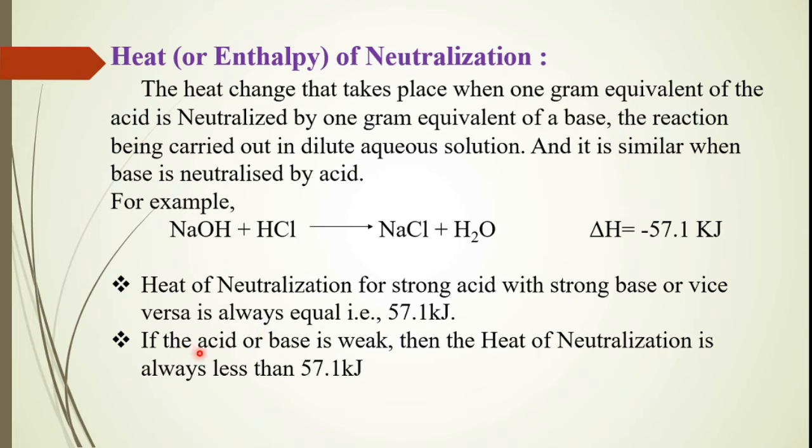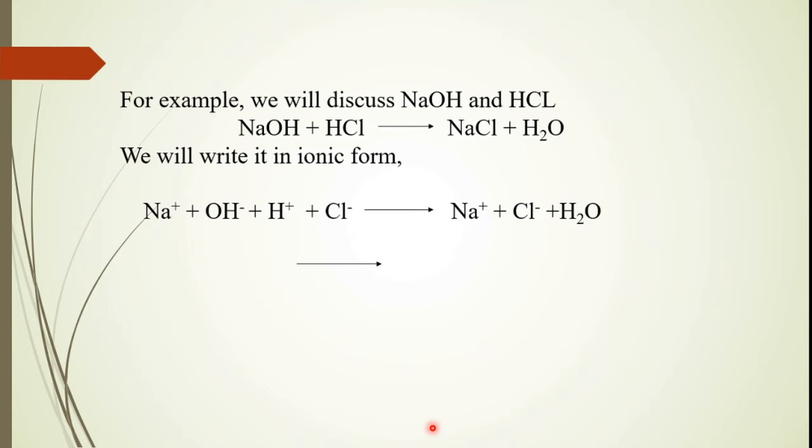If the acid or the base is weak or both of them are weak, then the heat of neutralization is always less than 57.1 kilojoule. So you must remember that whenever the neutralization is between the strong acid and strong base, the heat of neutralization will be equal to 57.1 kilojoule, and when one of them is weak or both of them are weak, the heat of neutralization will always be less than 57.1 kilojoule. So we will see why the value is constant.